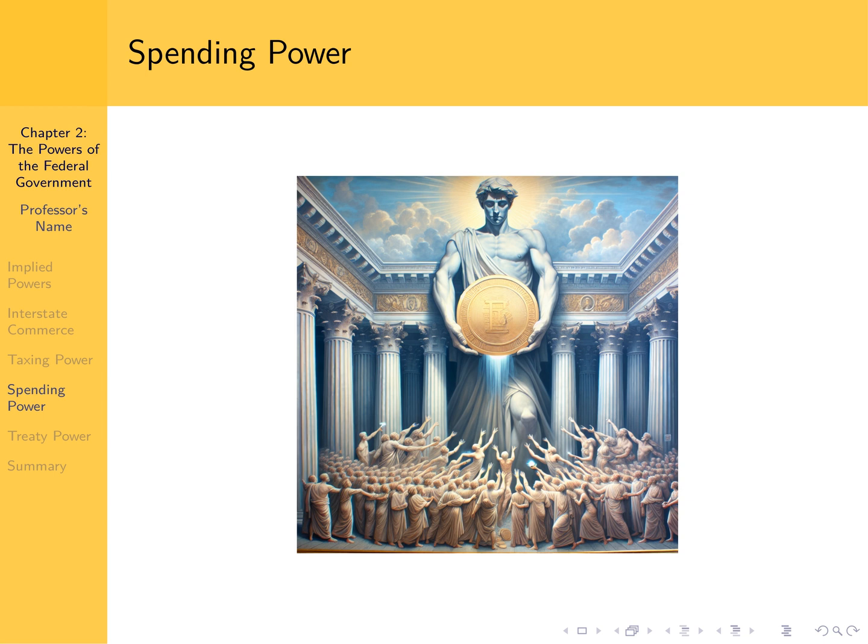All right, class, today we're diving into the spending power of the federal government. This authority allows the government to allocate funds for important national priorities like infrastructure, healthcare, education, and defense. It's a crucial tool in shaping the country's budget and addressing key issues.